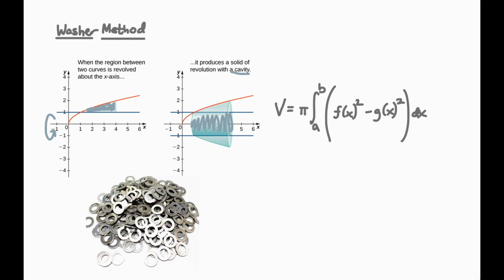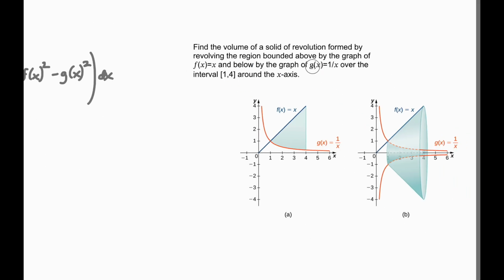It's basically disk method, just like before, but there's a part where you're subtracting it out, that minus g of x squared. And f of x would be the outer radius, the inner radius would be g, and you're basically subtracting off that other shape. Okay, so that's washer method. Same exact thing as disk method with just that subtraction part. To kind of seal this in, let's look at an example problem.